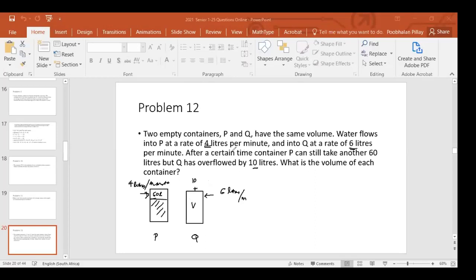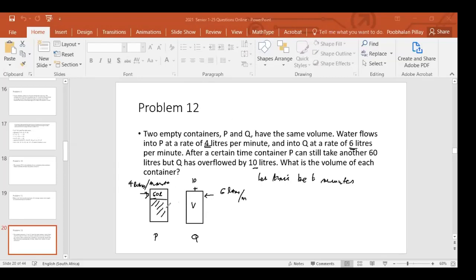And after a certain time, in other words, the time that we are talking about is the same in both cases. So if you say let the time be t minutes. So you have to give names to the unknowns. The unknowns are after how long is this happening? And secondly, what is the volume? But the question is really about the volume. What is that unknown?